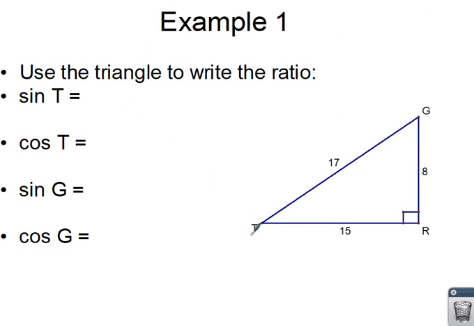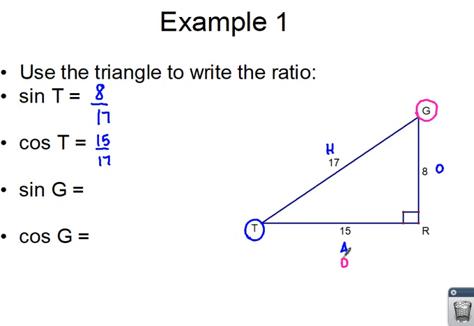Alright, sine of t. We're going to start with t. From t, this would be the opposite, this would be adjacent, this would be hypotenuse. So for t, we need the opposite over the hypotenuse. And then cosine of t, we need the adjacent over the hypotenuse. It's not too bad. These are just the ratios. If I want a ratio, I just want a fraction. That's a ratio.